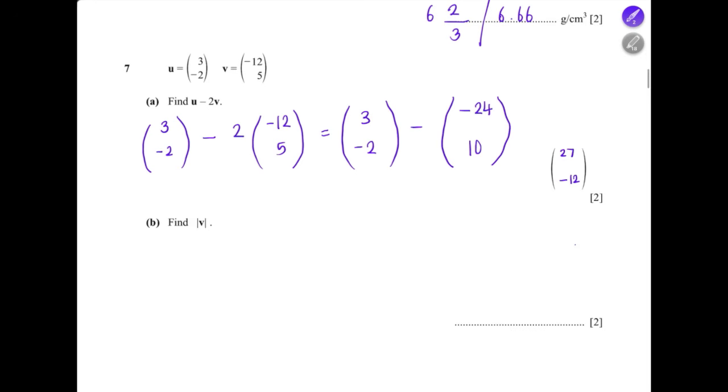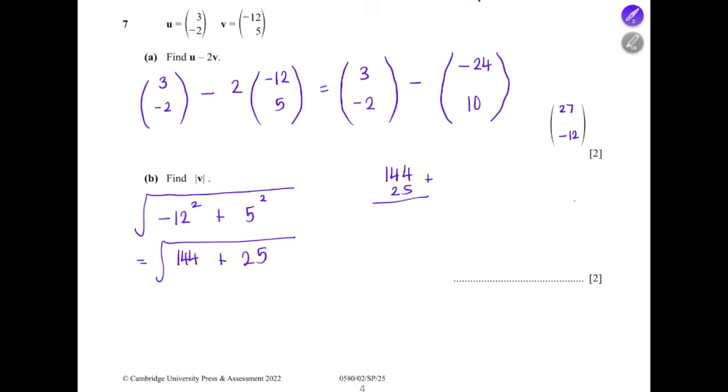Moving on, find the magnitude of v. So v is (-12, 5). So we basically have to square negative 12, square 5, add them, and then square root this. Negative 12 into negative 12 is 144 plus 25, and then square root this. So what is 144 plus 25? 5 plus 4 is 9. 4 plus 2 is 6, and then 1. So you have square root 169. That is going to be 13, because 13 multiplied by 13 will give you 169.